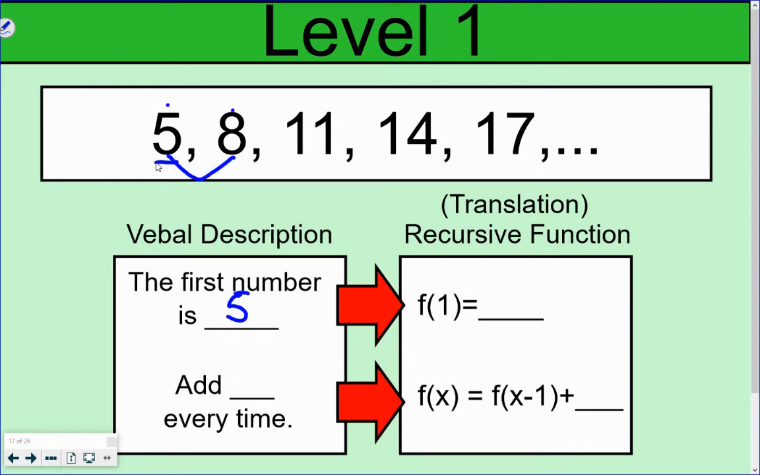Well, 8 minus 5 is 3. So that means 5 plus 3 is 8. Here we go. So I am adding 3 every time. Looking at my formula, f of 1, that means my first term is 5. And then I'm taking any term, I take the 1 before it, and I add 3.